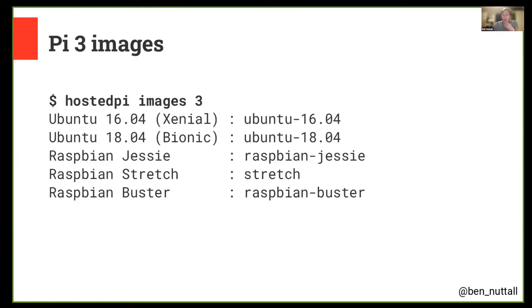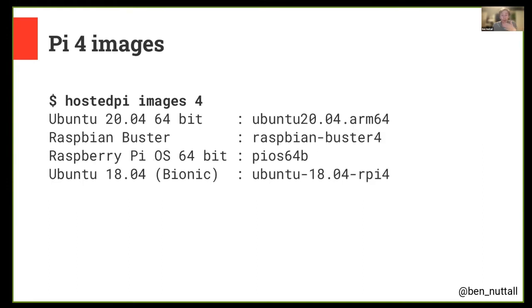Now you might want to specify a specific image, and there's a different set of images for Pi 3s and Pi 4s. So there's a command that will tell you the strings that you need for the different images. So hostedpi images 3 will give you those. So there's Ubuntu, Raspbian, different versions of Raspbian, and then for Pi 4 there's Ubuntu 64-bit, there's Raspbian Buster, Raspberry Pi OS 64-bit, and Ubuntu 18 as well.